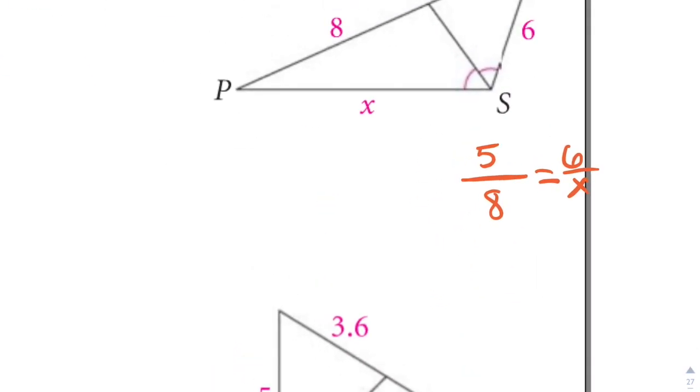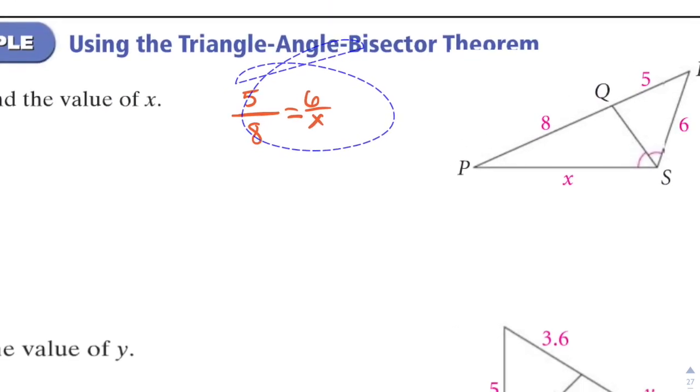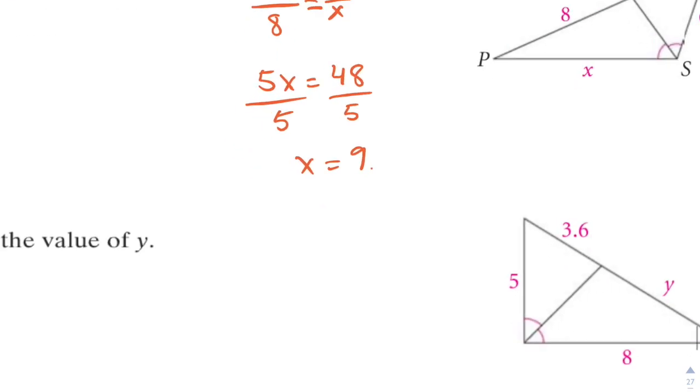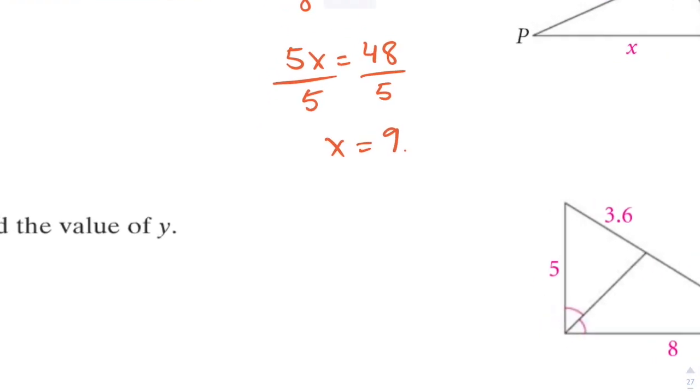And we can quickly solve this. We're going to do 5x equals 6 times 8, which is 48, divided by 5. We are close to 10. It's 9.8. Wait, nope, I'm sorry. 9.6. Let me just make sure. 48 divided by 5. Yes, 9.6.